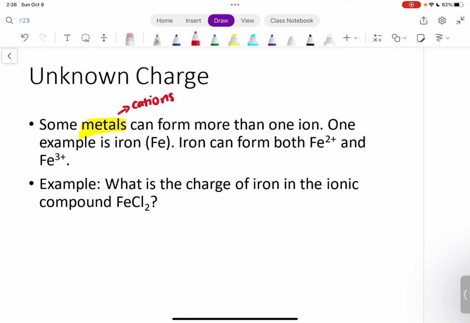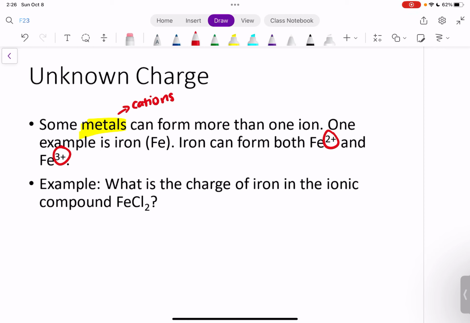But they can have variable charges, right? The magnitude of those positive charges is different. 2+ versus 3+. Some can form 1+ versus 2+ versus 3+, and so on. So sometimes we need to figure out what the charge is of one of those atoms in a compound.